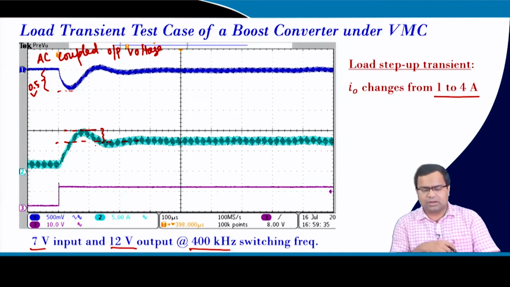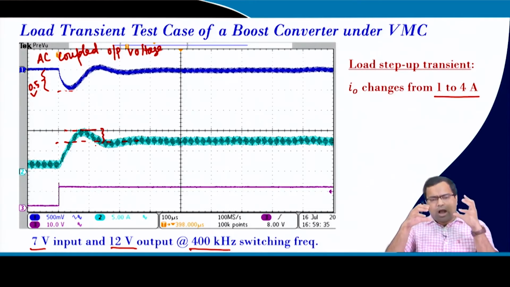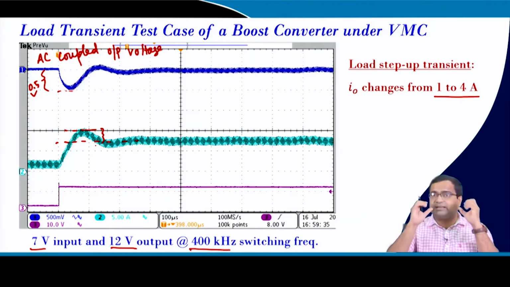But how can we predict what my overshoot or undershoot would be, because we have designed this converter keeping in mind certain specifications.